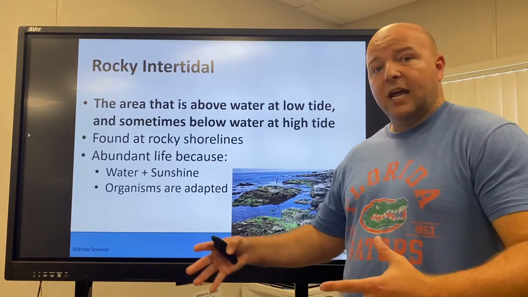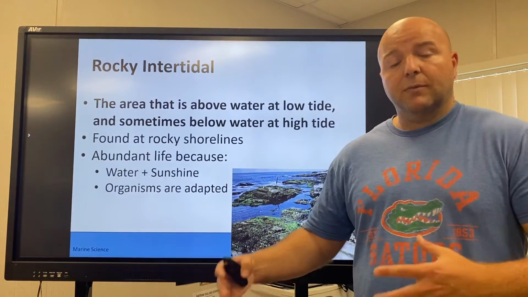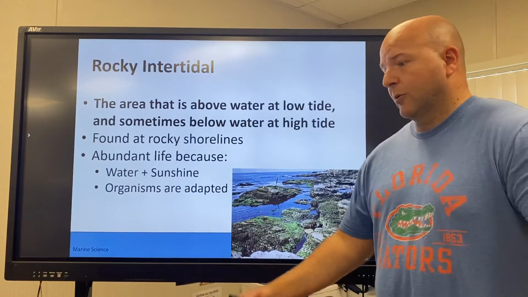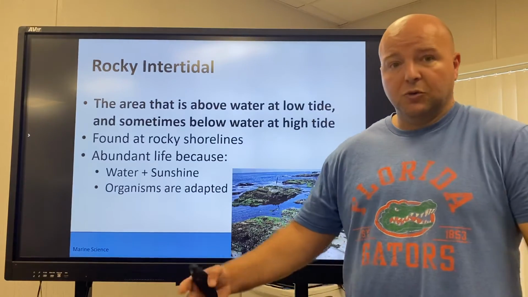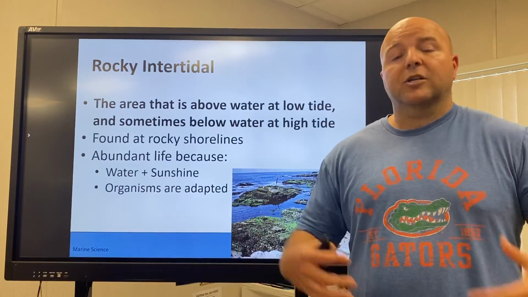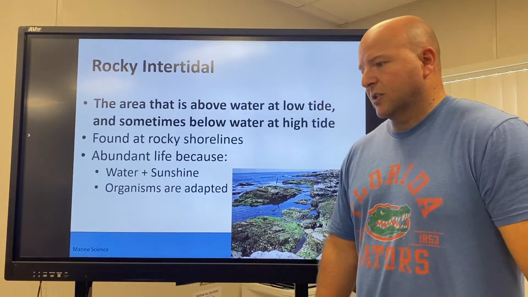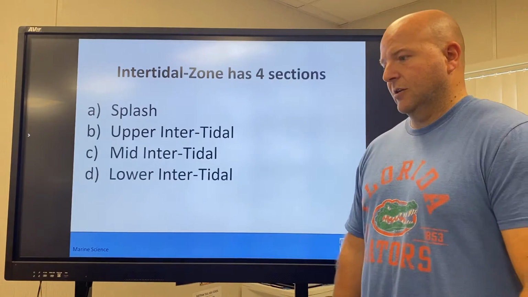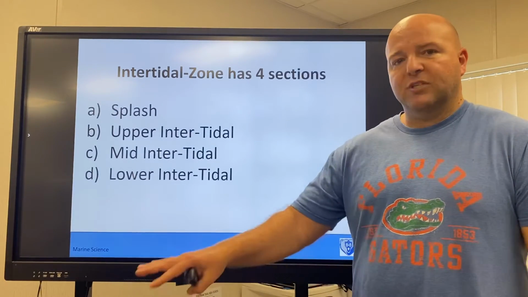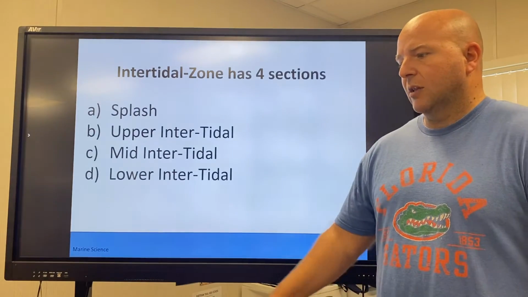Others come into that rocky tidal zone for certain times of year, certain times of day, and then will go back out with the tide. Lots of different ways that it can work, but because of that in and out and exposure to the sun sometimes and not other times, it's a unique ecosystem with organisms that are adapted for that particular ecosystem. So we've got 4 different zones in our intertidal zone: splash, upper, mid, and lower.